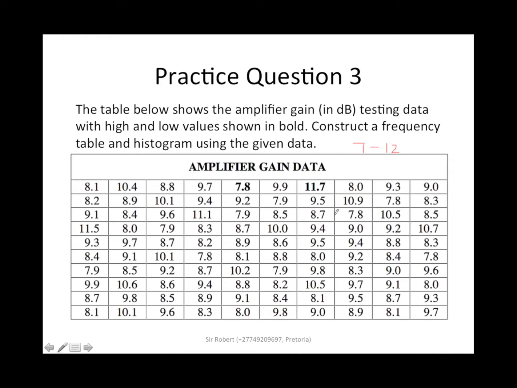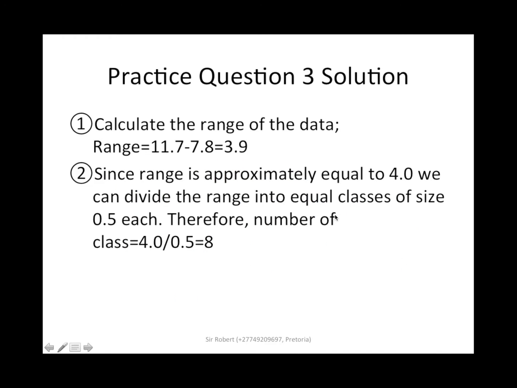Okay, let's go to the solution. The practice question solution: calculate the range of the data. So the range of the data is 11.7 minus 7, and we get 3.9. So since the range is approximately 4, we can divide the range into equal class sizes of 0.5. Therefore, number of classes, you divide by 0.5 and you get 8 classes.